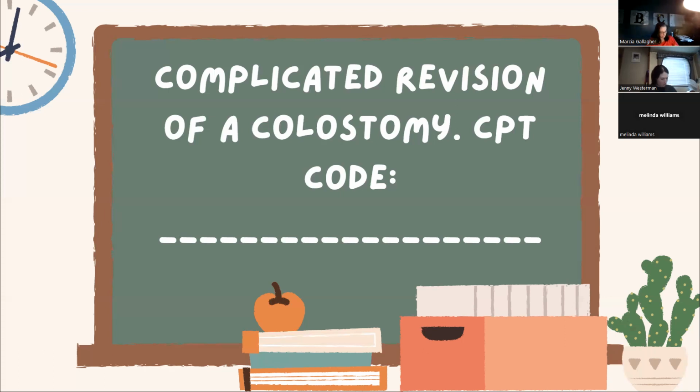On page 372. Here we go. 44340 is where we're starting, right? It says revision of colostomy, simple release of. So we already know that's not right because this is complicated. Yeah. So 345 says complicated. So I would say that that's the one. Yeah. 345. Yep. 44345, complicated. All right.